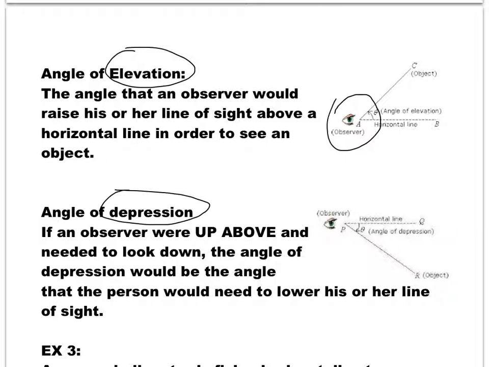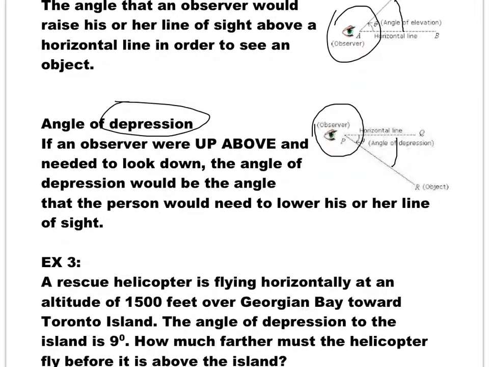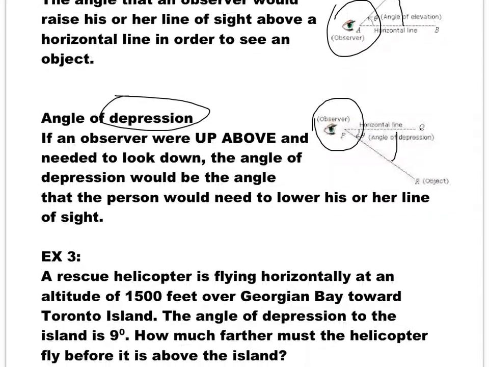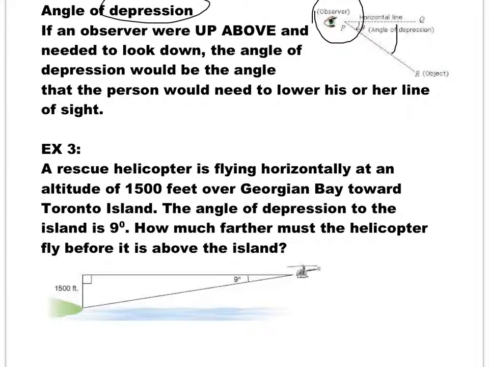Like an elevator, it goes up. Angle of depression is when you look at something which is below the line of sight. This is called angle of depression. Angle of elevation is this angle, angle of depression is this angle. Now we are going to do one example using angle of depression and elevation.